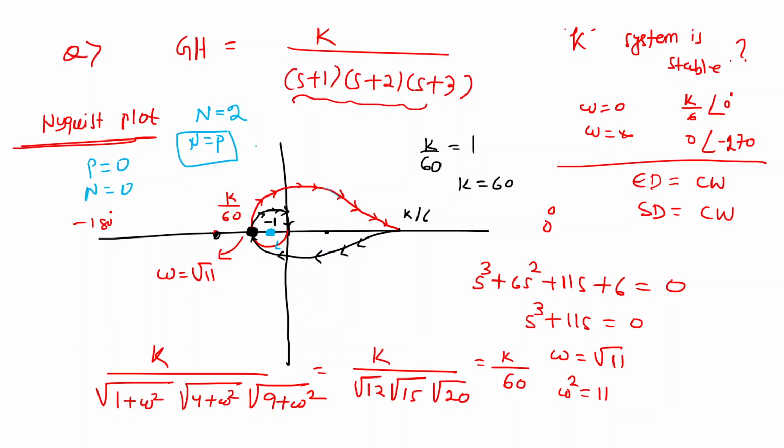For stability, this is the condition: n should be equal to p. But as p is 0 in this transfer function, n has to be 0. If n has to be 0, at which point does n have to be 0? The minus 1 point should be inside or the minus 1 point should be outside?